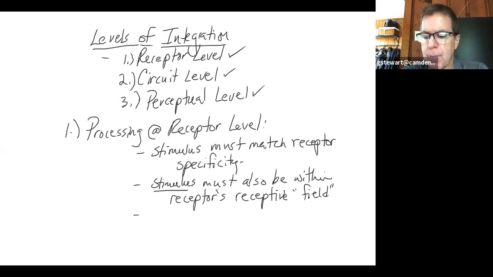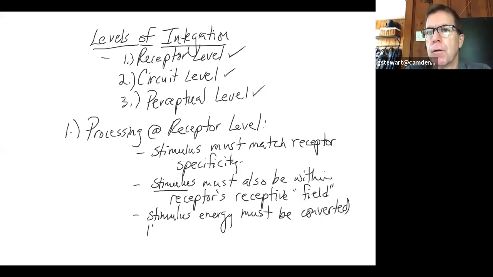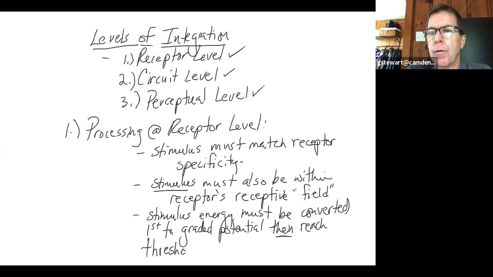And finally, the stimulus energy must be converted to a graded potential. It must be converted first to a graded potential, then reach threshold to fire an action potential. That's really what happens at a receptor.